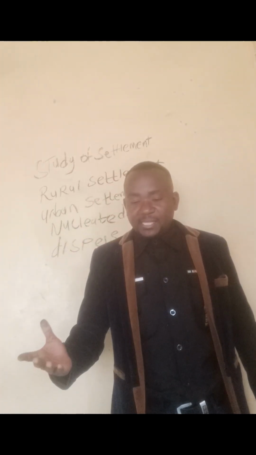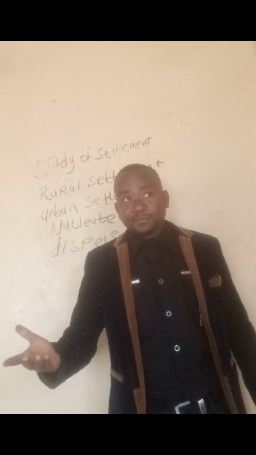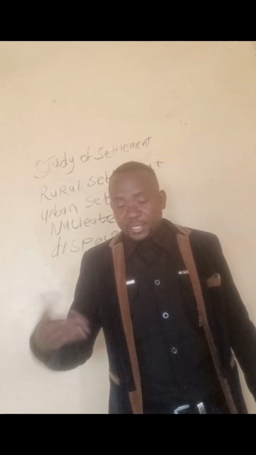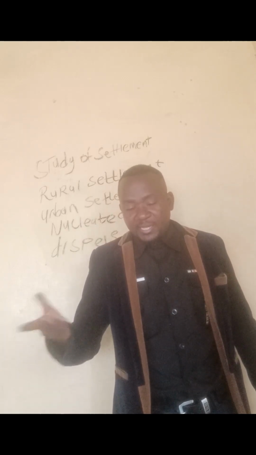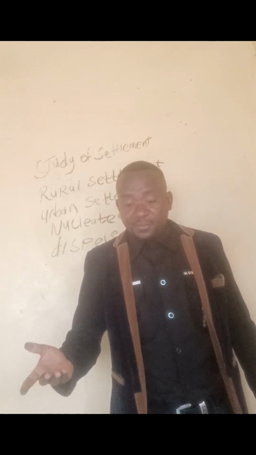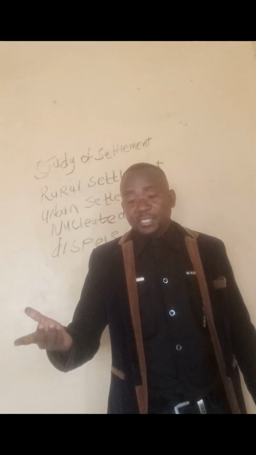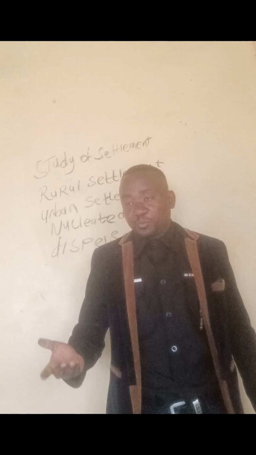Okay, so the rural settlement is found at the outermost part of the city. It's governed by chiefs in most cases. The land is not that expensive. The urban areas are found in cities and towns. The land is very expensive.